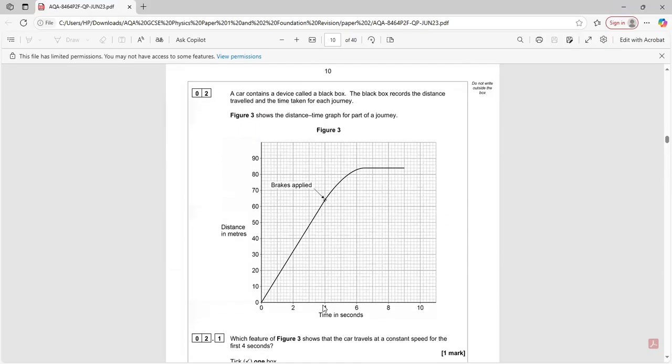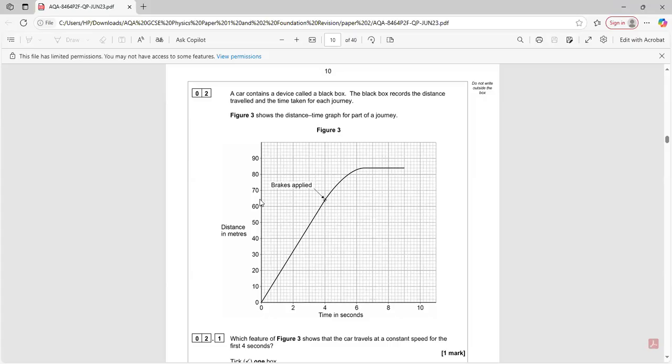So look at 4 seconds, right? If we trace it to the graph, what is the value there? Can you tell me what the value is there on the graph? What's the value for distance covered where the brakes are applied? 64. 64, correct. So that's 64 meters.